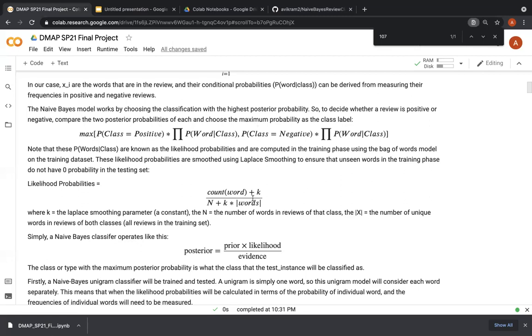And this kind of magnitude of words, or magnitude of X, you can call it, is the number of unique words in both classes. So essentially, it's the number of unique words in all reviews of the training set, right? And that is how the likelihood probabilities are calculated. And as I stated before, thanks to the assumption of conditional independence, we multiply these likelihood probabilities for each word in our review, and that plays a major part in the calculation of the posterior probability.